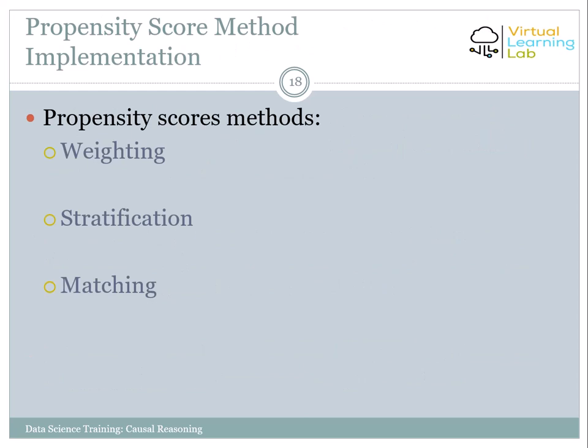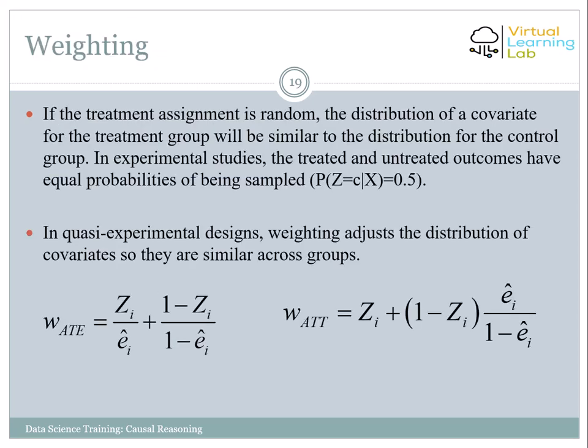So the next step is propensity score implementation. The most common methods are weighting, stratification, and matching. And I'll talk a little bit about each of them. So weighting is to create weights that balance the treatment and control group with respect to covariates. In other words, the weights adjust the distributions of covariates so they are similar across treatment and control groups.